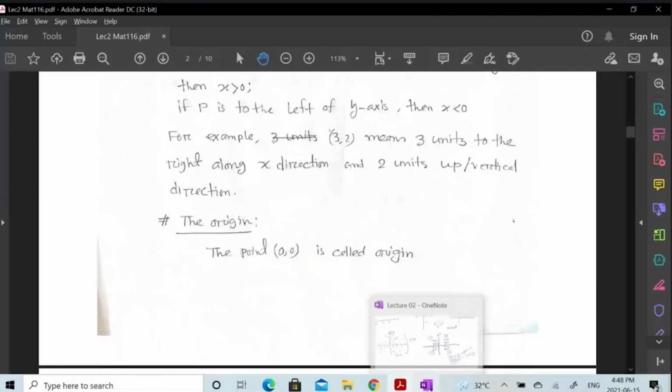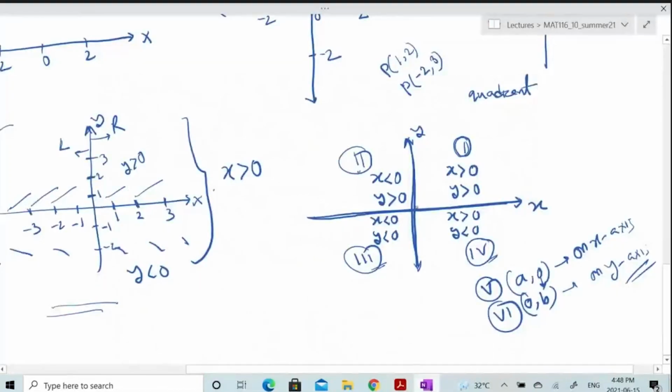Oh, I forgot to mention one thing. This is the 0, 0. This is called the origin. Where these two real number lines intersect, that point is called the origin.